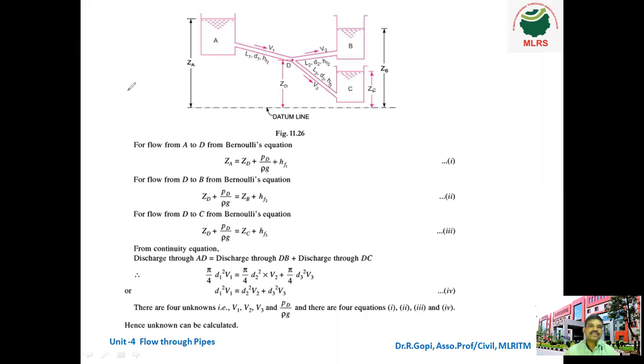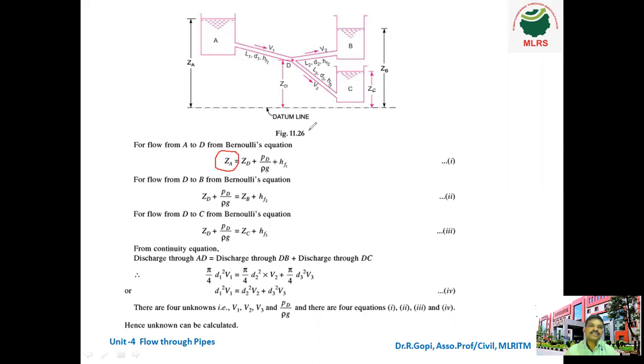Now you can see here in the tank, the water level is constant. That means it is in rest condition, so there is no pressure, there is no velocity. So it will become 0. So we are applying Bernoulli's equation at tank A and pipe point D. In any tank, not only A, for B, C, any tank, the pressure head and velocity head will not come. Only datum head will come. So I have written only ZA on the left hand side.